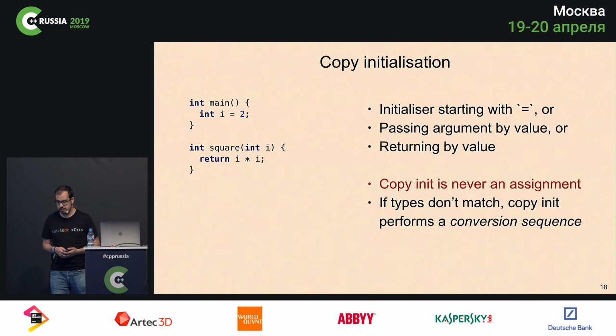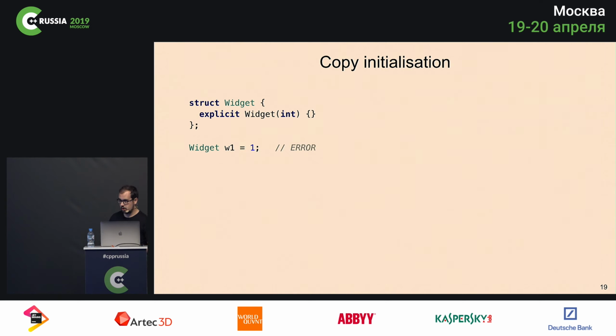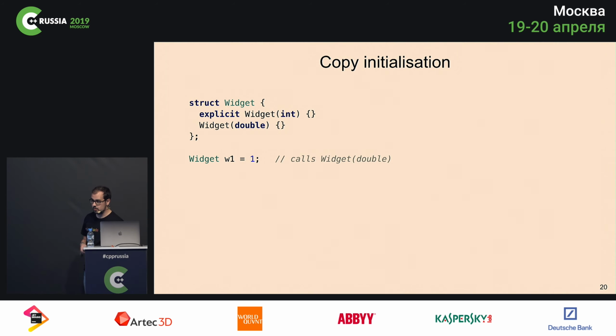Another property of copy initialization is that if the types don't match, like you have one type and you try to initialize it with another value of another type, then copy initialization will perform a conversion sequence, which has some rules. For example, one of those rules is that a conversion sequence will not call an explicit constructor, because an explicit constructor is not a converting constructor. So it can only go through converting constructors, which means if you try to copy initialize an object, but then the constructor is marked explicit, you get a compiler error. More interestingly, if you have another constructor which actually is a worse match, so it doesn't match as well as the other constructor, this constructor might get called because the explicit one is being ignored by copy initialization.